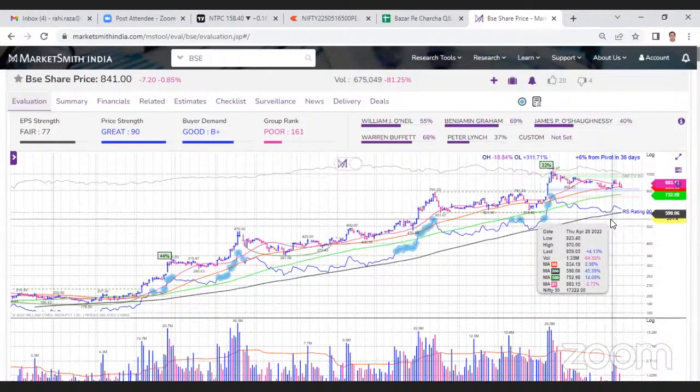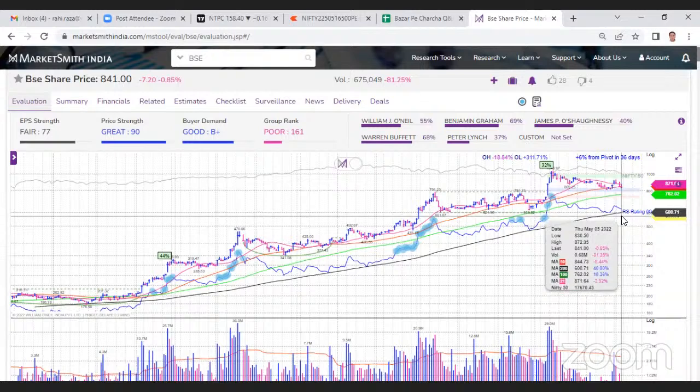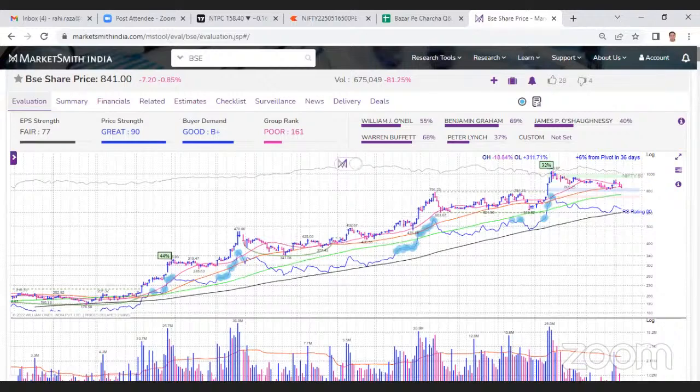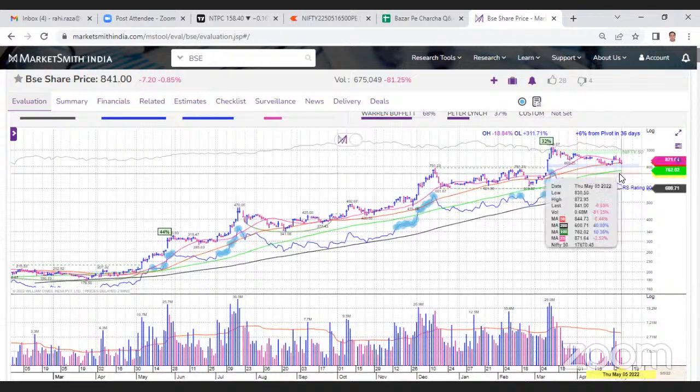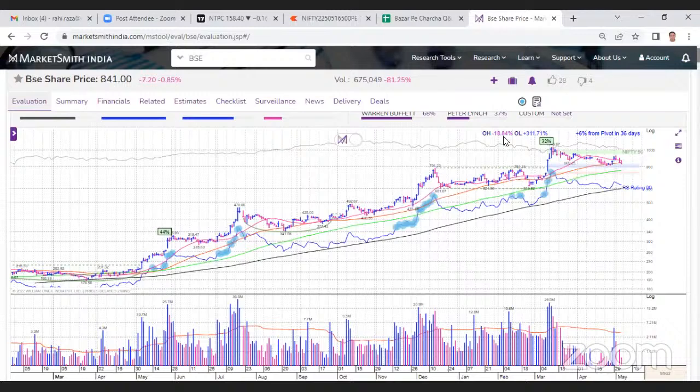In this process it got support around its 50 DMA on 28th of April, but again it was not able to sustain that support, and it has breached its 50 DMA in today's trading session. As of now the stock is in a correction phase, with profit booking happening. So I would not suggest buying this stock as of now. I would rather suggest to wait and watch, and once some base formation and reversal or buying interest happens, a fresh entry can be taken. The next is Chambal Fertilizers.